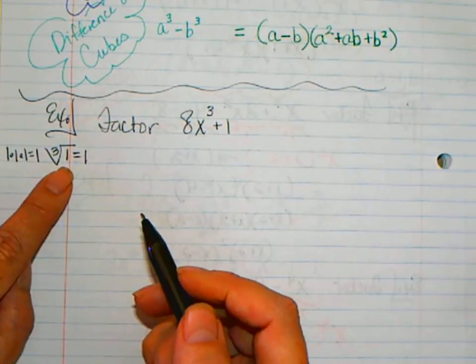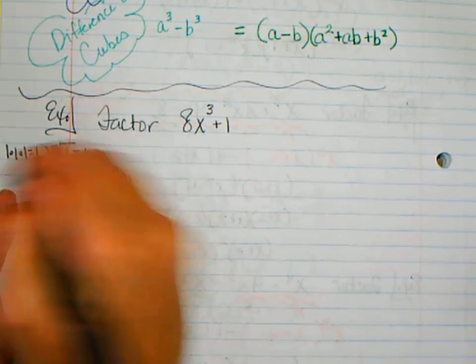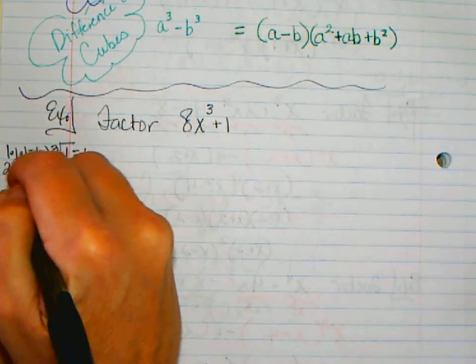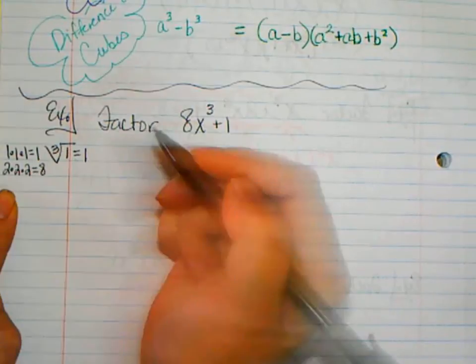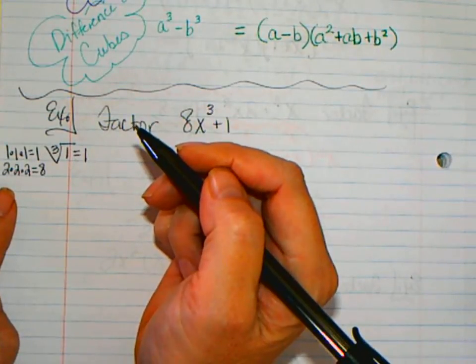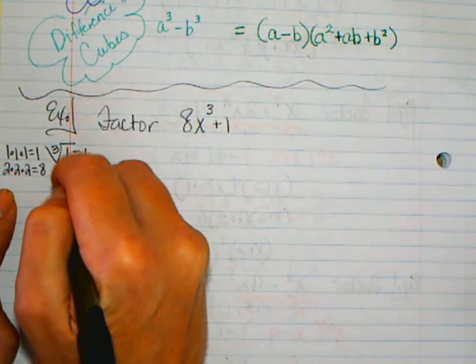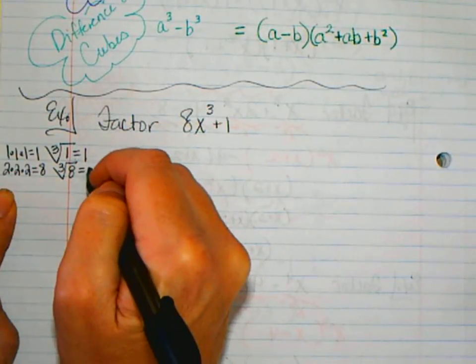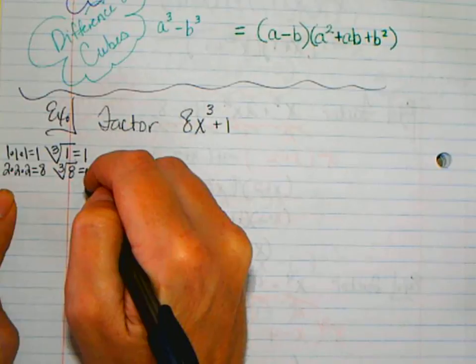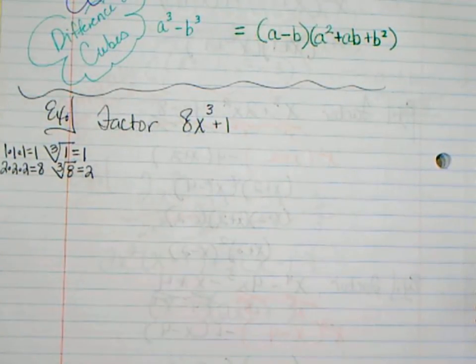So 1 is a common perfect cube. Anybody know what 2 times 2 times 2 is? 8. So 8 is a perfect cube. All right? So if I ask you what is the cubed root of 8, what would you tell me? 2 times 2 times 2. But you would just say 2. Because it wants to know what did you multiply by 3 times to get 8.